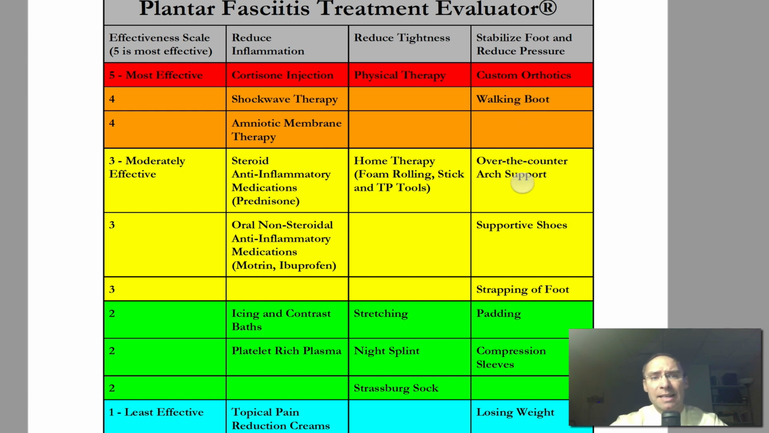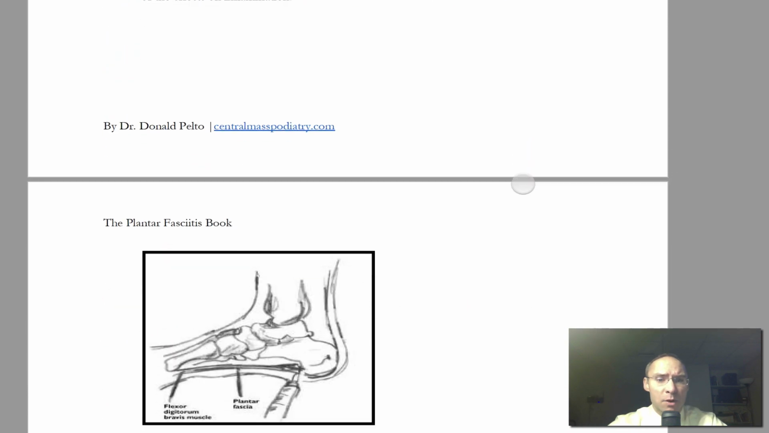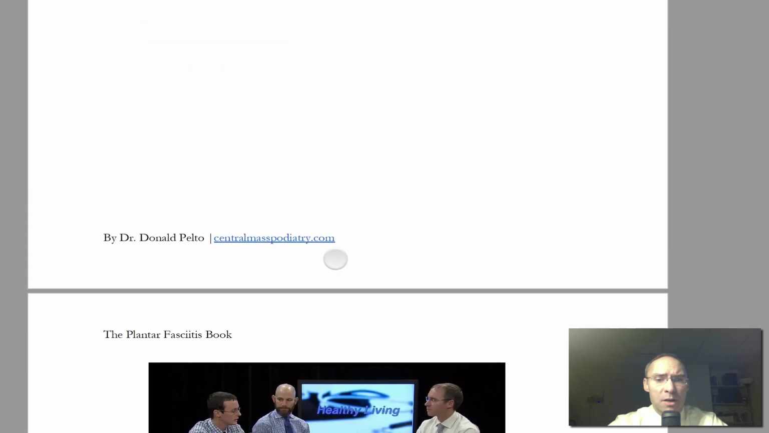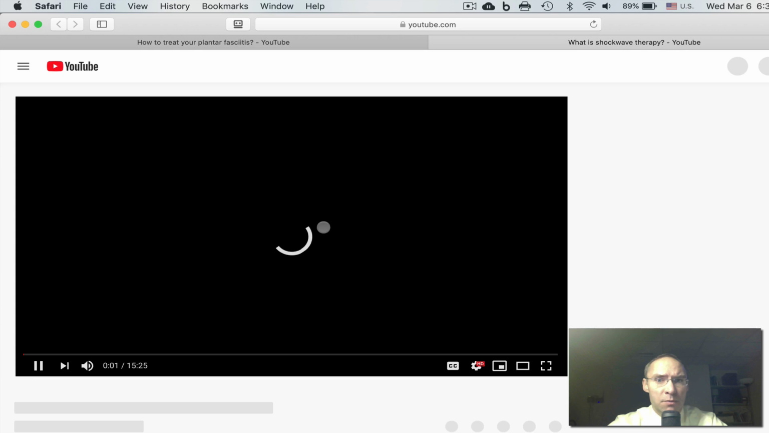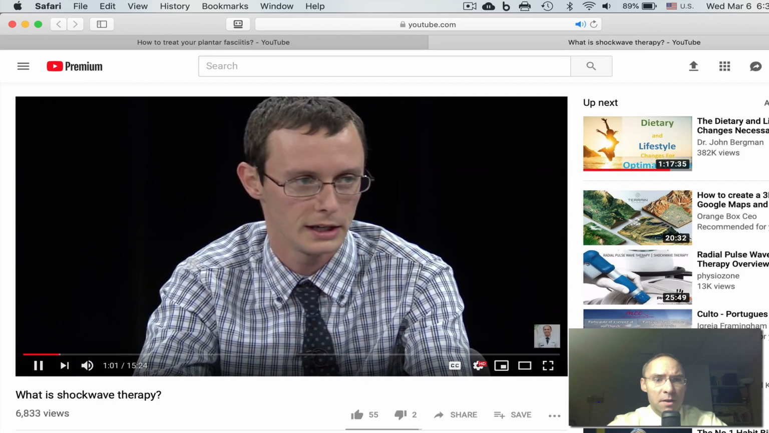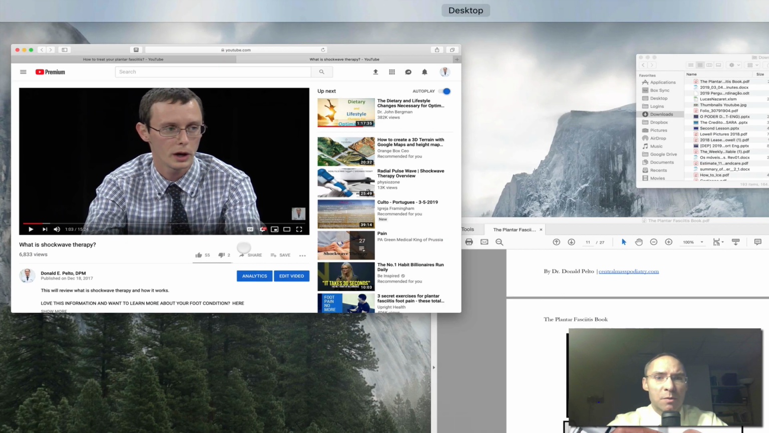So I delineate the effectiveness of these things, and then you go down and it talks about each of these treatments, has some pictures. For a lot of these, there are patient handouts and videos. For example, there's a video here that we recorded on shockwave therapy. It'll take you to another YouTube video you can watch about shockwave, where two of my other partners are talking about shockwave.